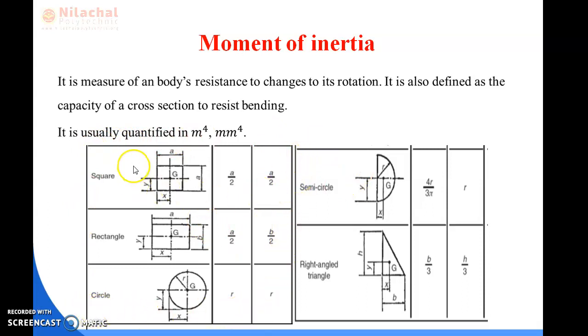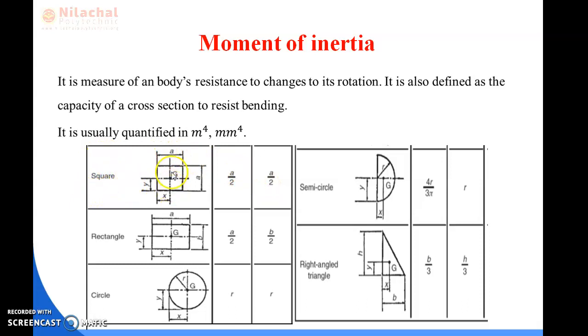Okay, so this is your square type of shape, this is your rectangular type of shape, this is your circular type of shape, this is the semicircular, and this is the right angle triangle. The first column designates the center of gravity along the x-axis, and the second column designates the center of gravity along the y-axis.